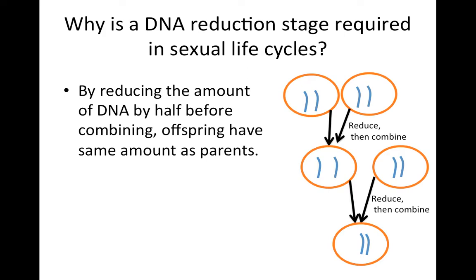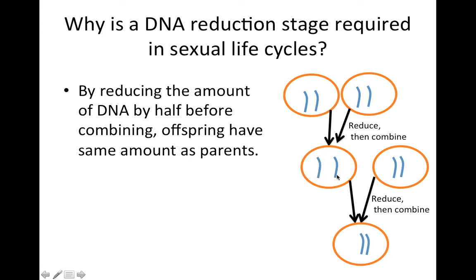So here's a diagram that shows what actually happens when we reduce the amount of DNA by half before the DNA recombines. And here again we have one parent on the left, another one on the right, and in this diagram we see that each parent reduces the amount of DNA it contributes by half and then contributes one of its 2 chromosomes to the offspring.